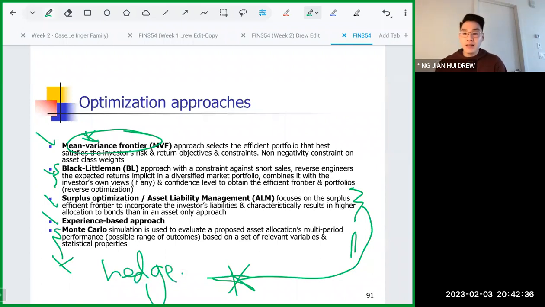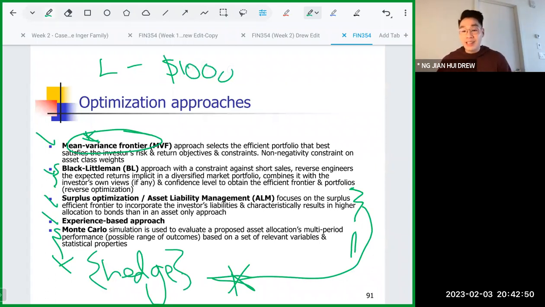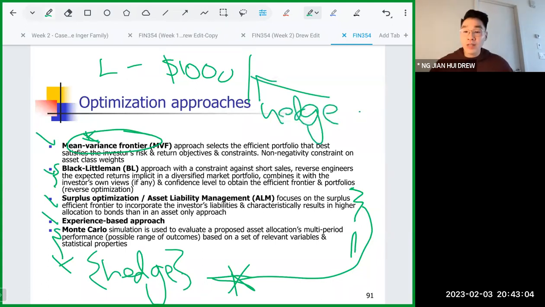Hedge meaning what? The idea of hedging means that if you have a liability L here, okay, L, you have a liability L, which is, let's say, 1,000. How do you reduce the risk of the liability? You cannot, because a liability is, you're liable, right? You're forever liable to this $1,000. How you're supposed to deal with a liability is you find another position to hedge this. So you do a hedging. So what do you mean?